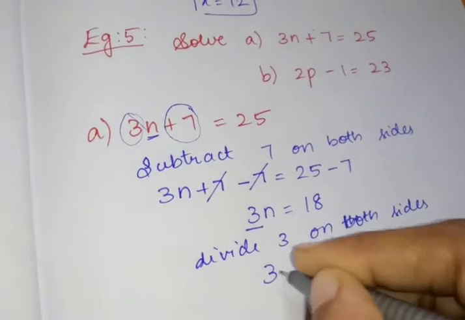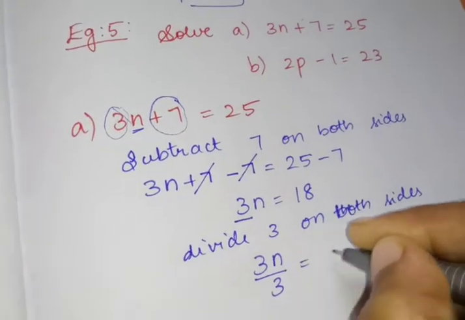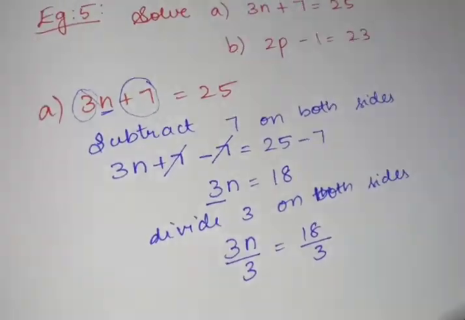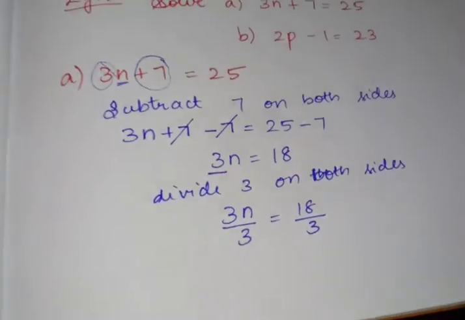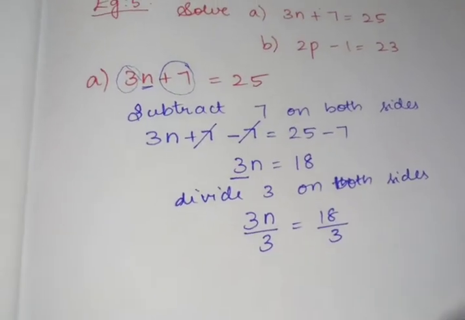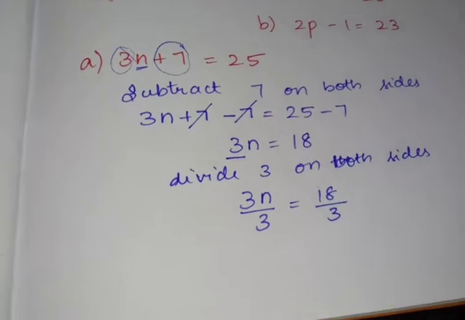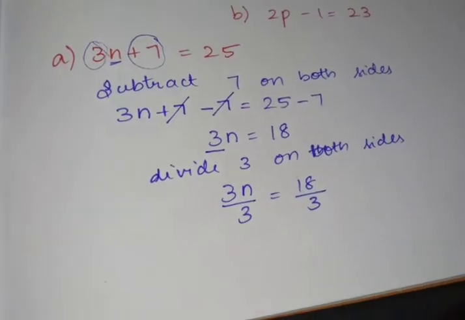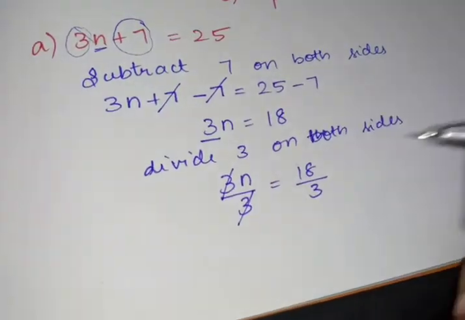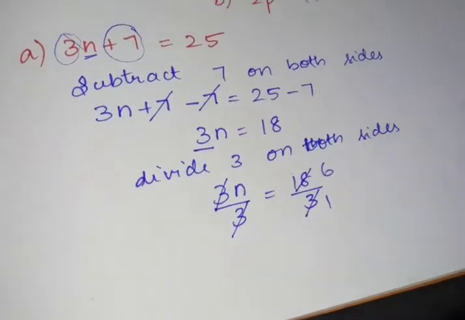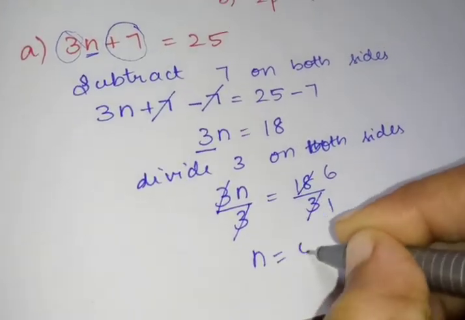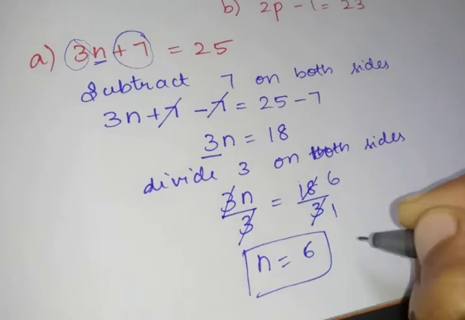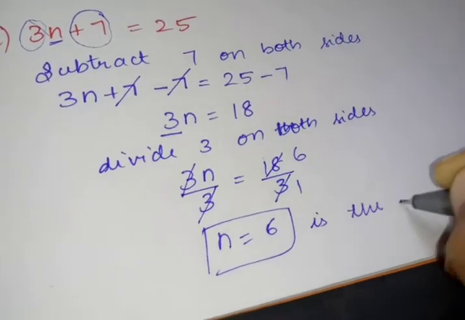So, 3n divided by 3 equal to 18 by 3. Both the sides you should do. You should not leave one side alone doing and the other side not doing. It is not possible like that. Okay. 3 will get cancelled. 3 1s are 3. 6 3s are 18. So, n is equal to 6. So, n is equal to 6 is the solution.